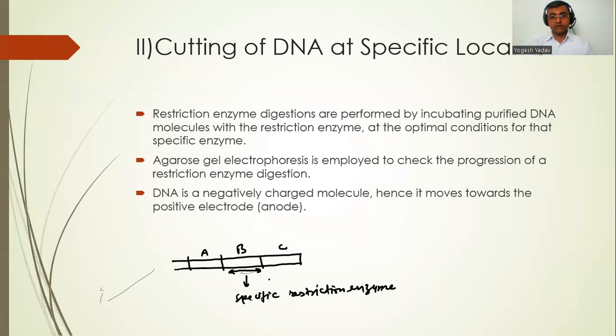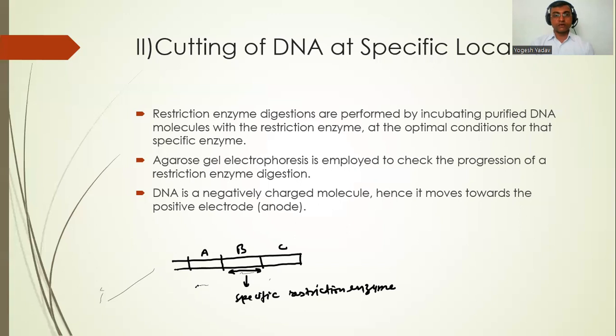Actually, this gel electrophoresis is a machine, and that machine has a positive charge and a negative charge. As we know, DNA is a negatively charged molecule, so it will move towards the anode, or the positive charge, of the gel electrophoresis machine. In that direction, this specific segment will reach.